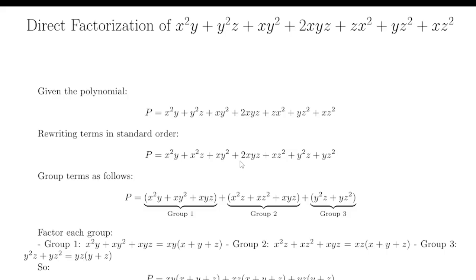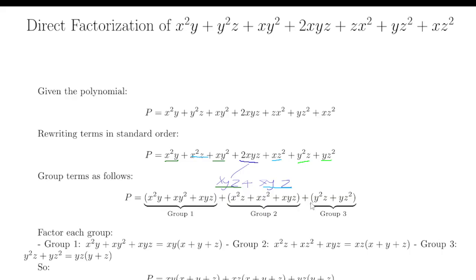First, notice that we have a 2xyz here. This can be broken up into xyz plus xyz. So now what we could do is create three different groups. The first group is going to be x squared y plus xy squared plus xyz. The second group is going to be x squared z, xz squared, and xyz. And the last group is going to be just y squared z and yz squared.